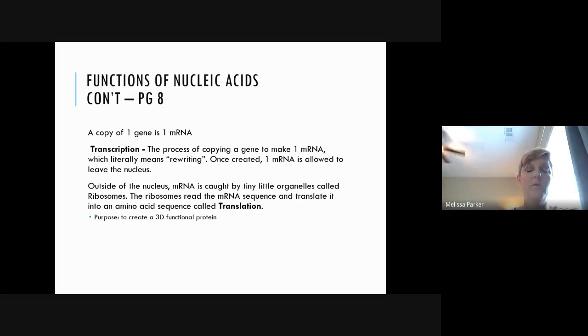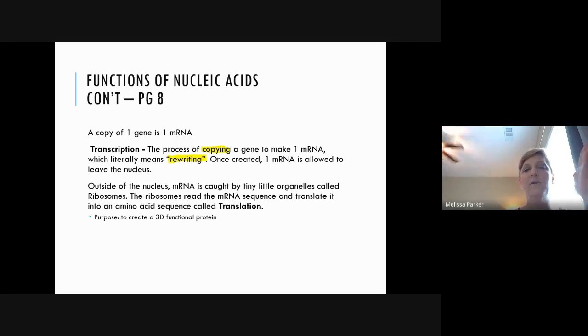Okay, so remember that a copy of one gene or one book is one messenger RNA, because remember, RNA is the copy of the DNA, okay? So transcription is the process of copying a gene to make one messenger RNA. It literally means rewriting, okay?